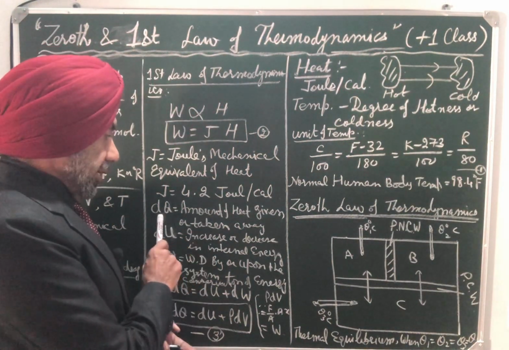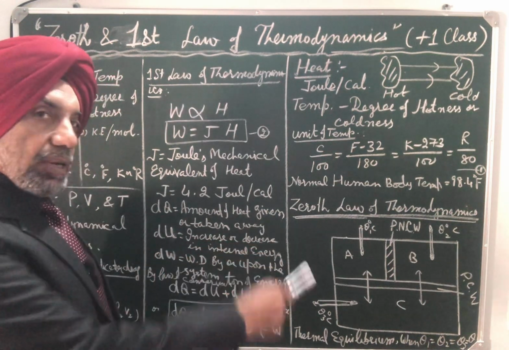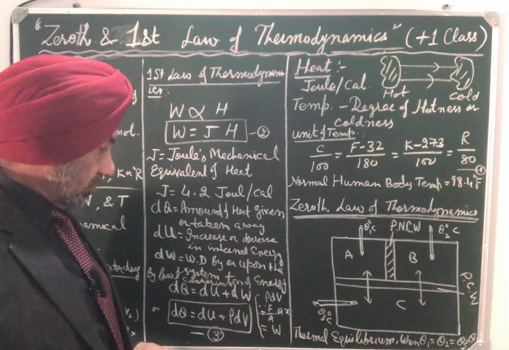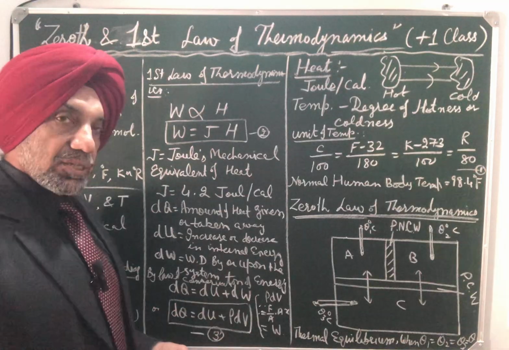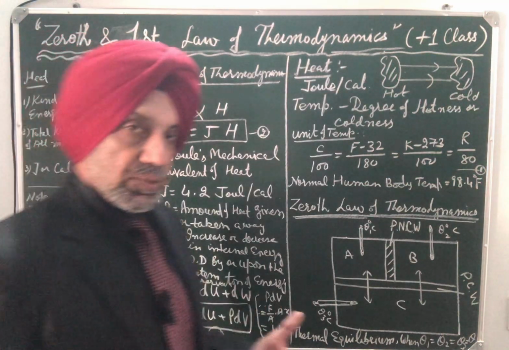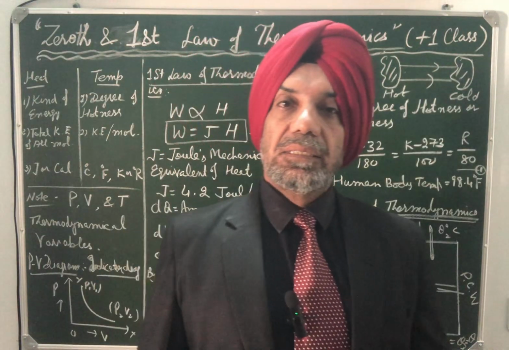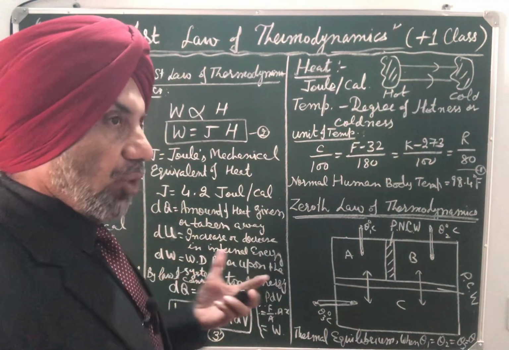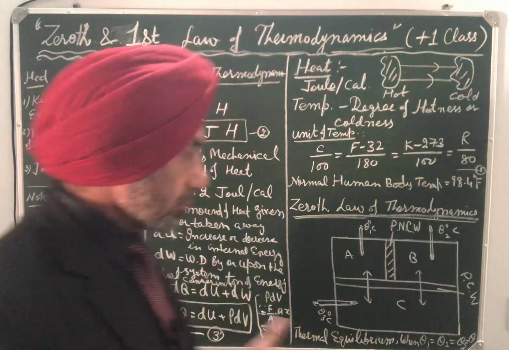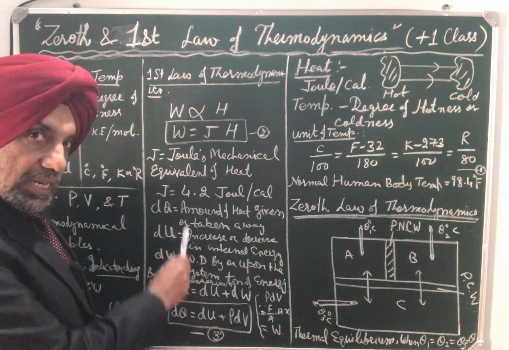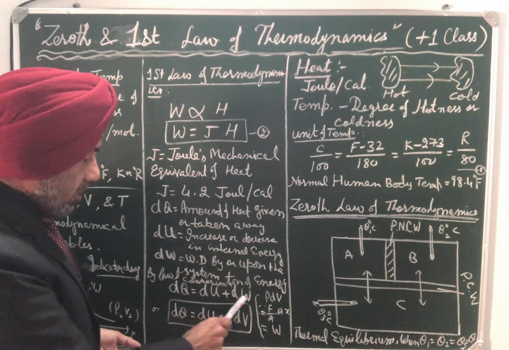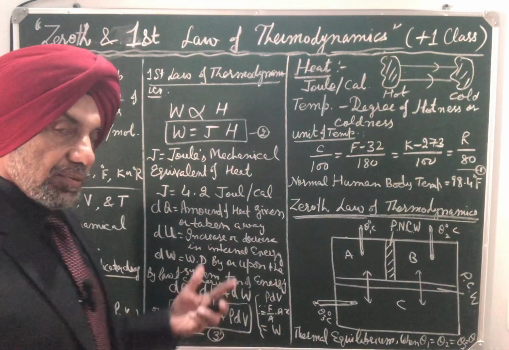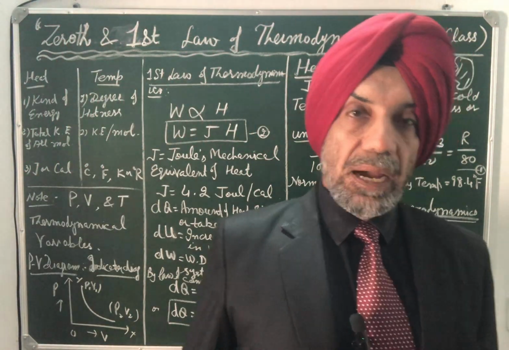Now, if dq is the amount of heat given or taken away from the system, dU is the increase or decrease in internal energy of the system, dW is the work done by the system or upon the system. In other words, dq is the change in heat energy, dU the change in internal energy, dW the work done by or upon the system. Then by law of conservation of energy, dq will be equal to dU plus dW. That is, energy supplied is equal to the sum of change in internal energy of the system and the amount of work done.